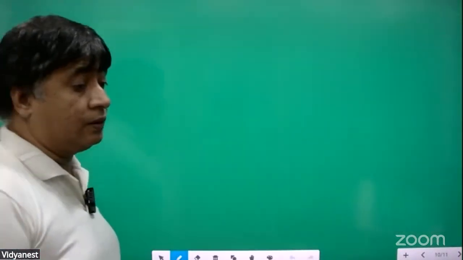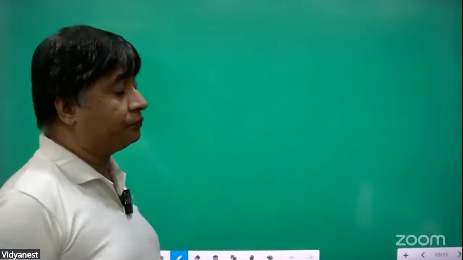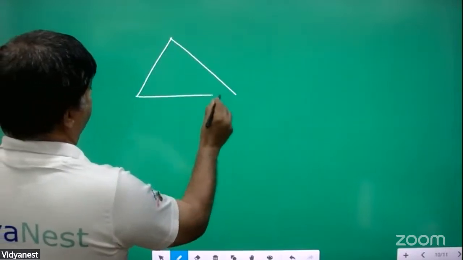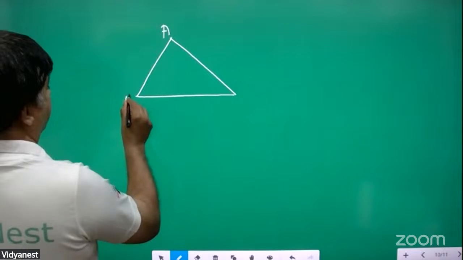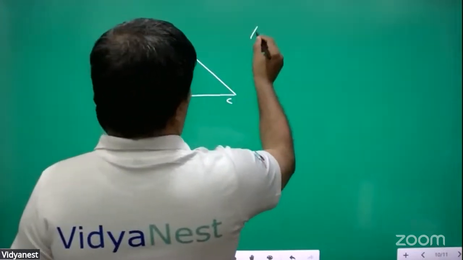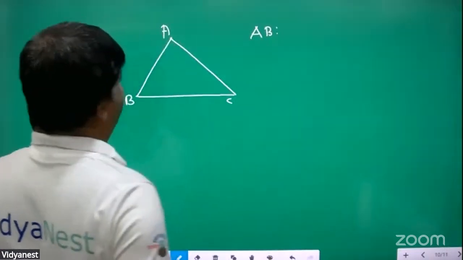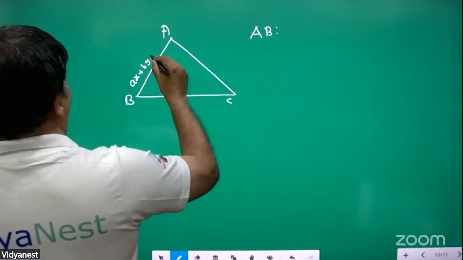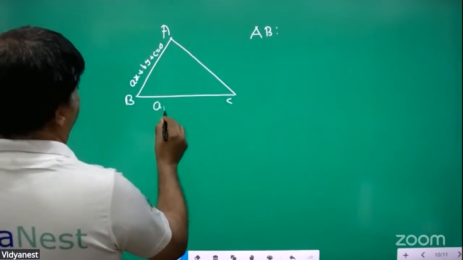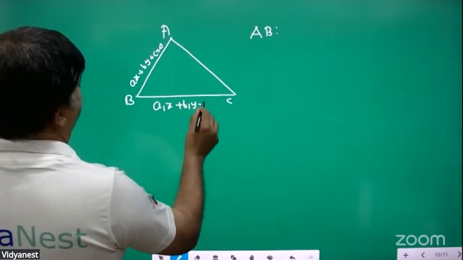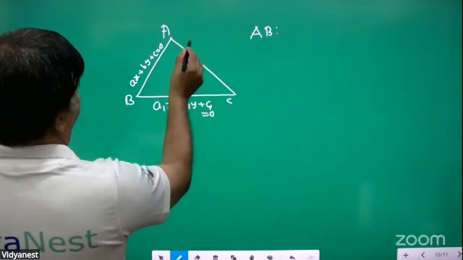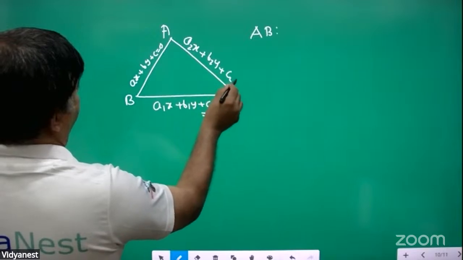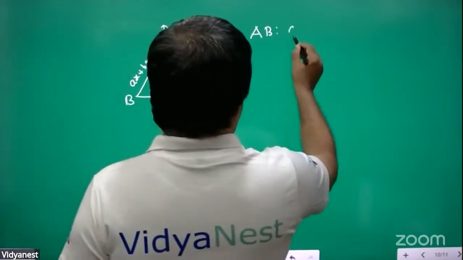Now, one triangle is drawn, sir. Here, AB's equation is given. Say this is A1x + B1y + C1 is equal to 0, A2x + B2y + C2 is equal to 0. So AB is what?